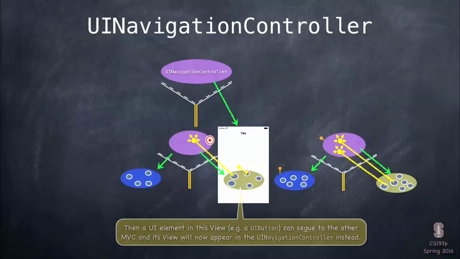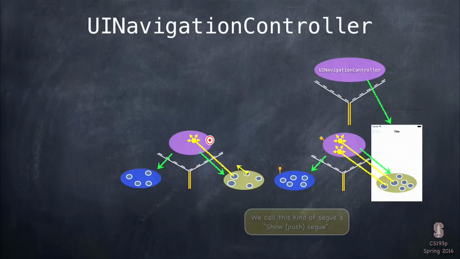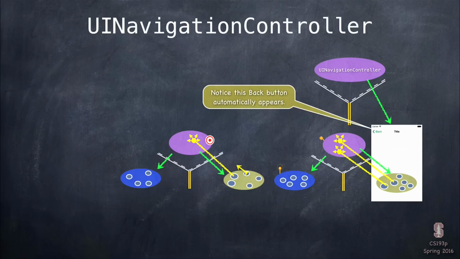So if I touch it, what the navigation controller does is it moves over here, shows this view. This one's still around. Okay, it's just not showing, but it's still in the UI navigation controller stack. Okay, it shows this guy right here. Notice we get this automatic back button right there.